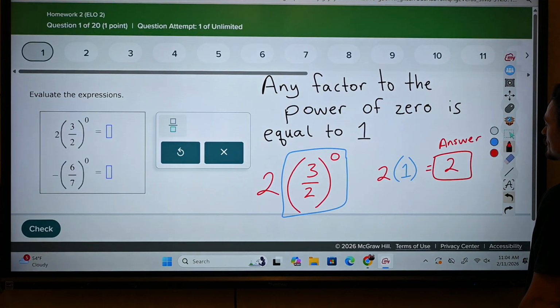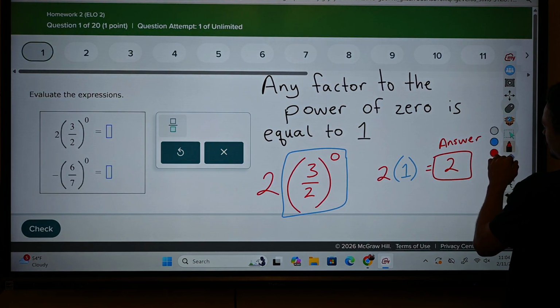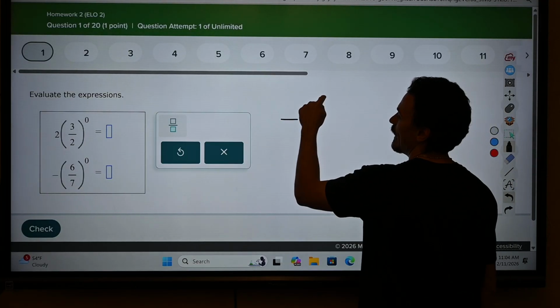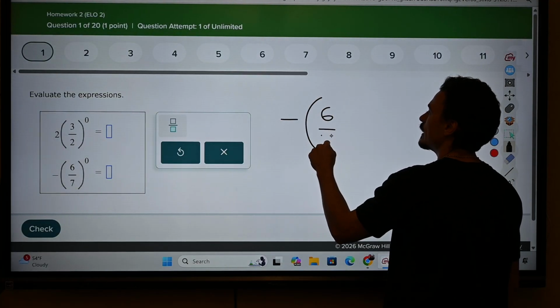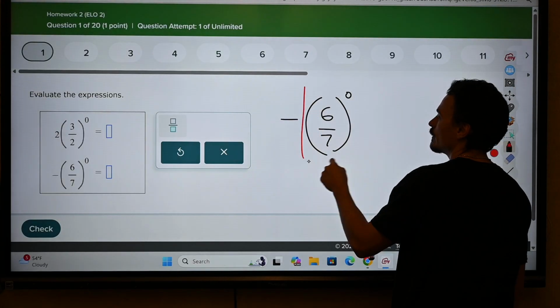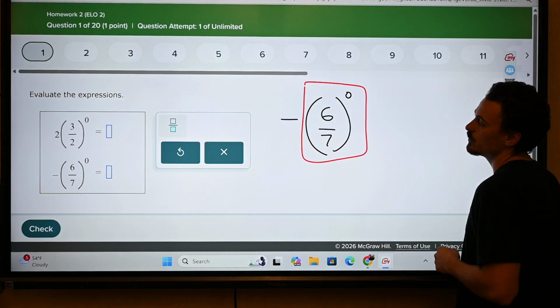Okay? So similarly, if I take negative 6 over 7 to the 0 power, anything to the 0 power is equal to 1.